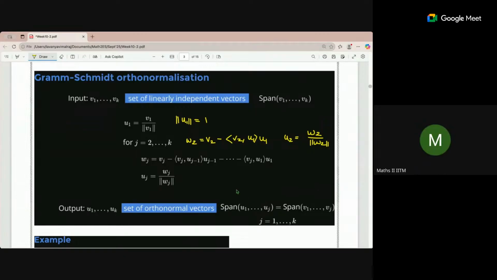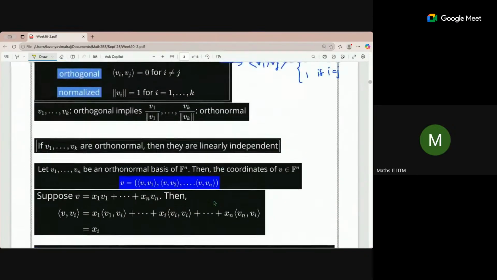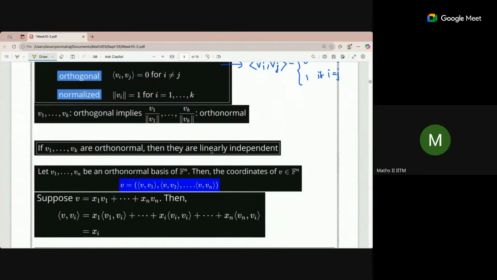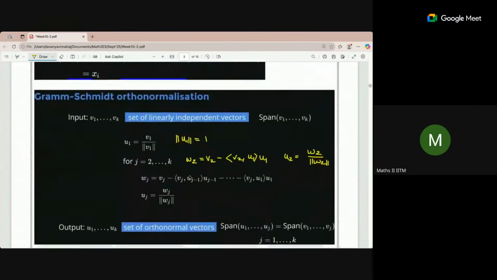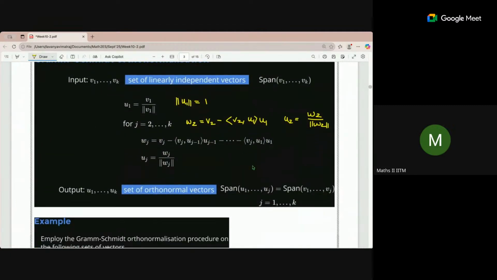Yeah, so as I told you, whatever you have here are nothing but projections. So how are you getting these vectors? It is very much related to projections. We have not yet started what projection is. For now, we have just given a formula which can help us convert a set of linearly independent vectors to an orthonormal set.